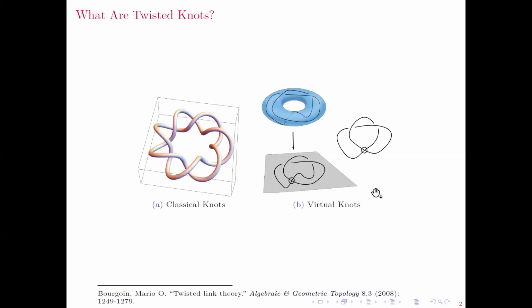So we are already familiar with classical knots and virtual knots, where you can consider classical knots as knots in a thickened sphere. Virtual knots are a generalization of that, where instead of taking a thickened sphere, we are taking thickened orientable surfaces.